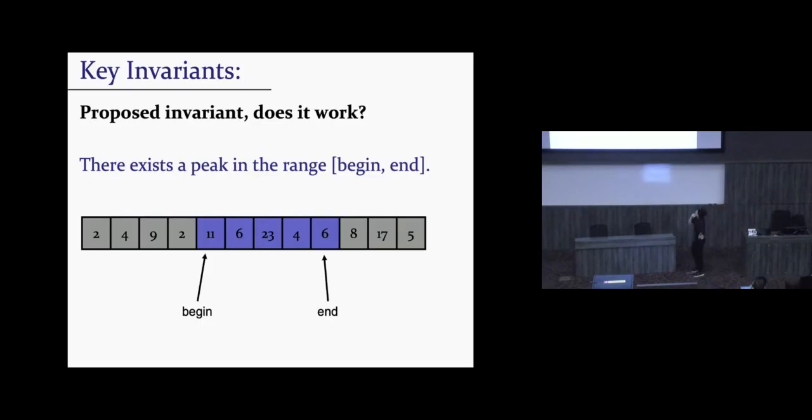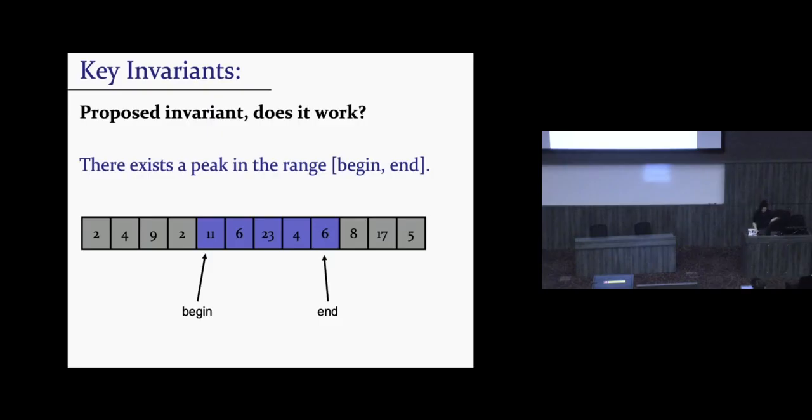Okay, so based on that, we want to propose the following invariant, right? This is kind of the invariant that we had for binary search. Let's think of this invariant. We want to find a peak, and we want to insist that the peak is in the range begin and end of our array.